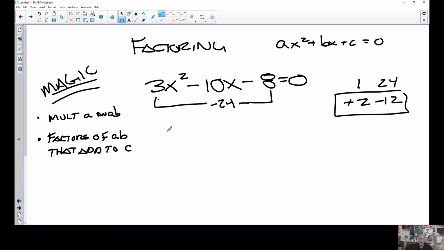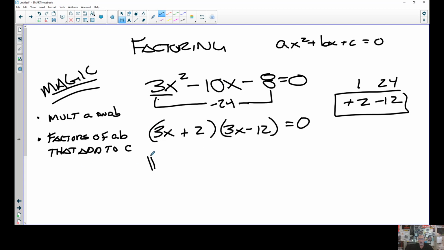So with positive 2 and negative 12, what I'm going to do next is create two parentheses. These are going to be my binomials. I'm going to put in whatever was here, but not squared. All right. So we start to fill those with that. Then we take our two terms, plus 2 and negative 12, we put them in. Now this is where the magic comes in, all right?